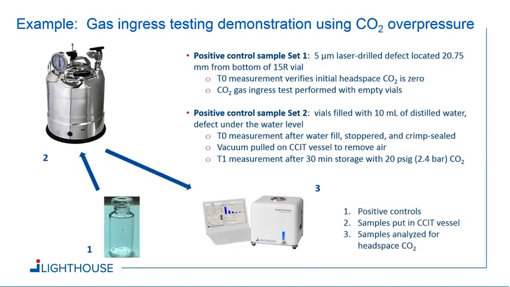So if you look at a schematic in pictures, a visual representation of this, number 1, the positive controls. You can see here a vial with a laser drilled hole in it. For one set, we kept them as empty positive controls, and for another set, we filled with water. These were placed in a CCIT vessel, and they underwent an overpressure cycle with CO2. The samples were then taken out and analyzed with a headspace analyzer. So let's look at the results.